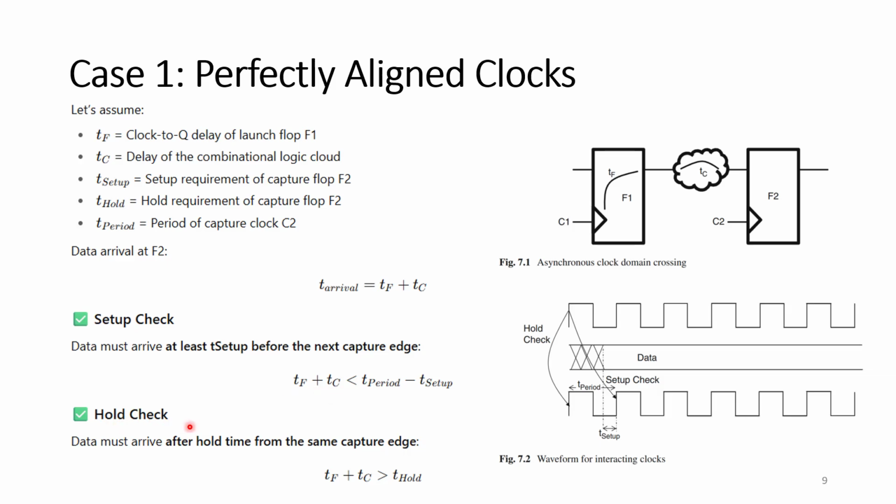Next, coming to hold. Hold is where arrival time should be greater than required time. So arrival time is common. Arrival time is nothing but clock to Q delay, represented as TF, plus combinational delay, that is TC. So arrival time is TF plus TC, whereas here required time should be taken only as T hold. Whereas in case of setup, it is total time period minus T setup.